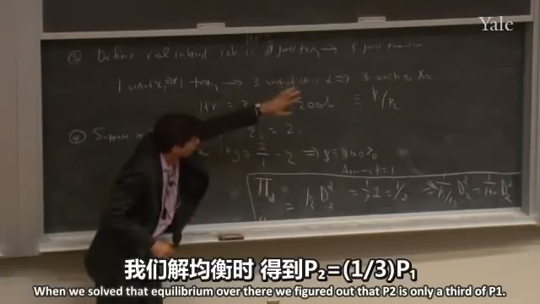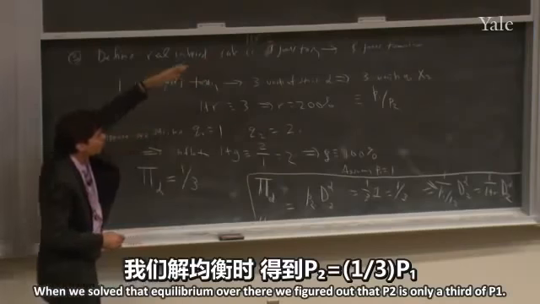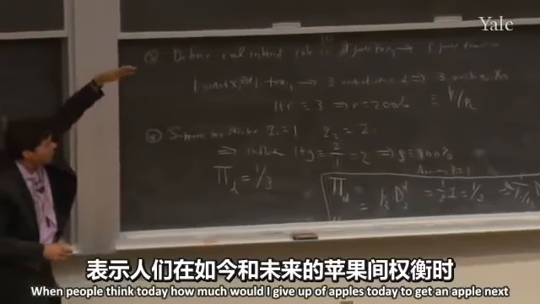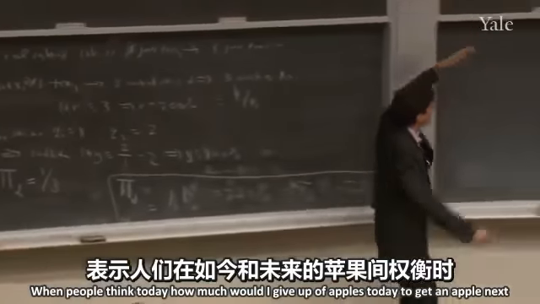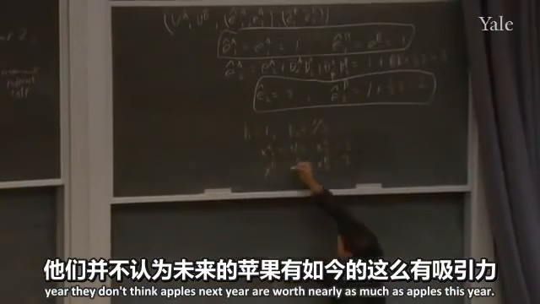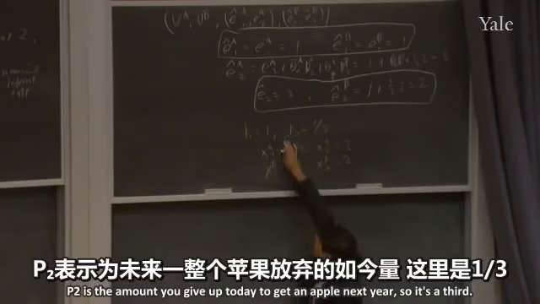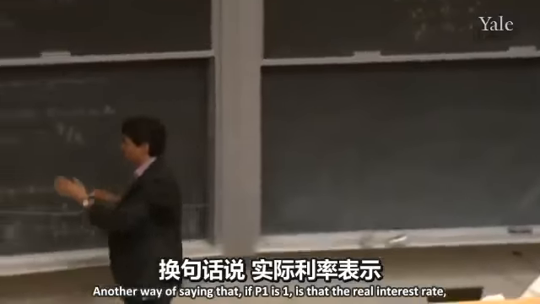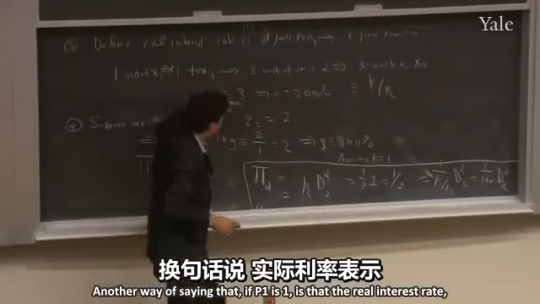When we solved that equilibrium over there, we figured out that P2 is only a third of P1. When people think today, how much would I give up of apples today to get an apple next year? They don't think apples next year are worth nearly as much as apples this year. So they'd only give up a third of an apple this year to get an apple next year. P2 is the amount you give up today to get an apple next year. So it's a third.